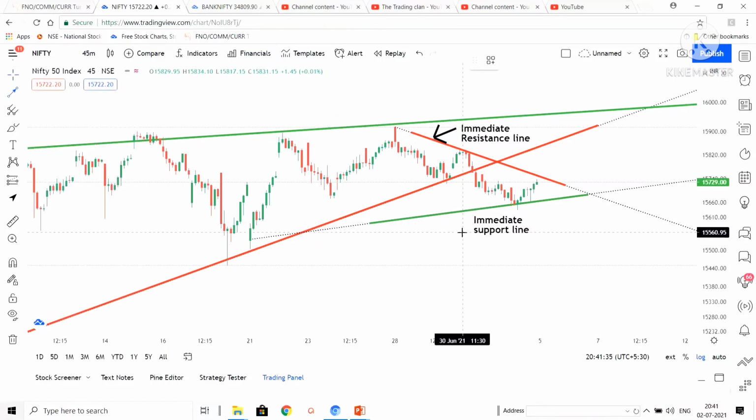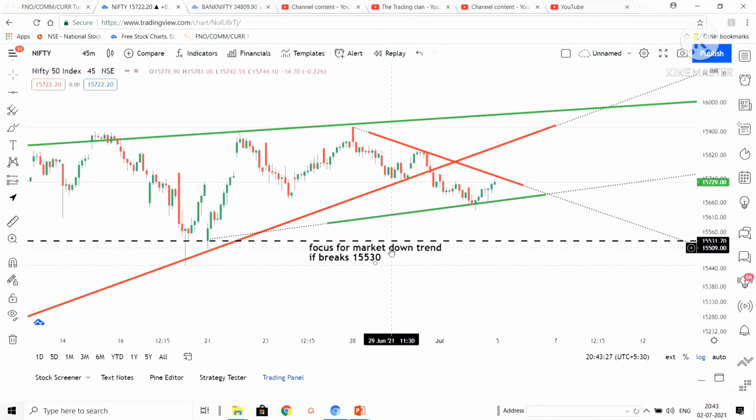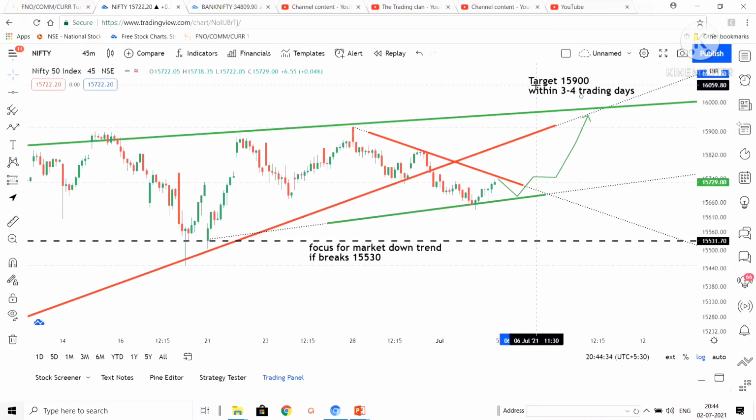Whenever the market goes below this level, we should think about closing the trade, but we can hold up to our stop loss level. Whenever the market goes below the black line, it means whenever the market breaks 15,530, we can consider that a downtrend has started. Now I am predicting the market can retrace over here and move in upside direction and hit the resistance line. I am expecting the upside target of 15,900 within 3 to 4 trading days.